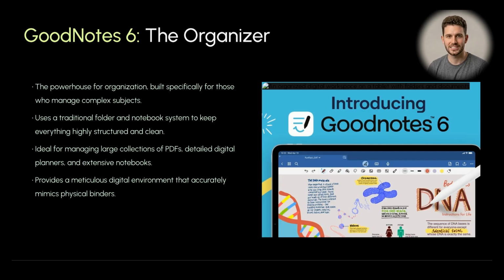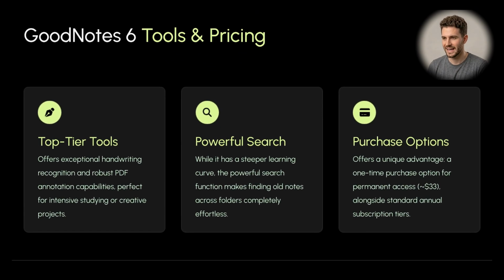When it comes to pricing, GoodNotes 6 offers a unique advantage. Alongside a standard subscription, it still offers a one-time purchase option. It costs around $33 for permanent access, which is highly preferred by users who dislike subscription models.